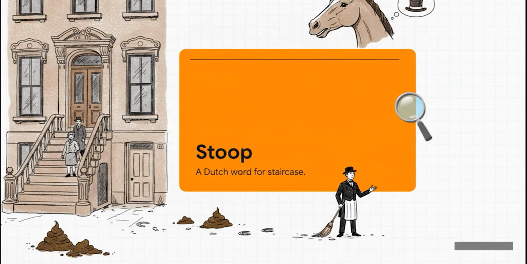And what about the famous brownstone stoop? Fun fact, stoop is simply a Dutch word for staircase. But these massive, grand staircases leading up to the parlor floor weren't just for showing off. Families actually used these elevated entrances for a very specific sanitary reason. They needed to step up and over the overwhelming amount of literal horse manure that filled the streets of mid-19th century New York. Meanwhile, the servants, they usually just entered through a separate door down on the ground floor.